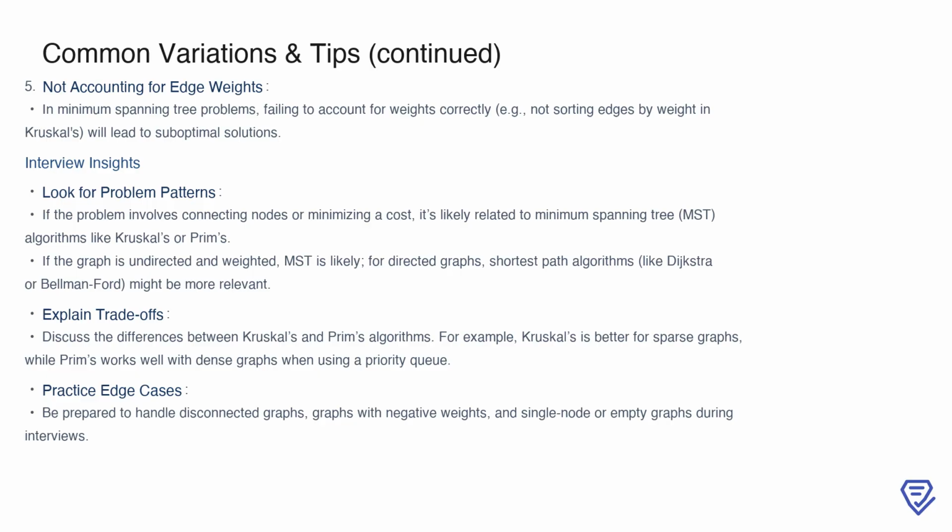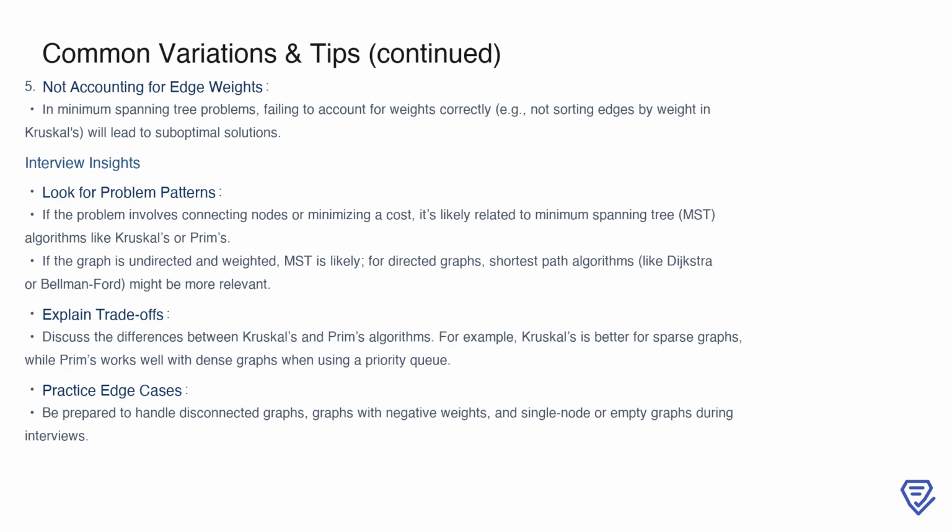Now, when tackling these types of problems in interviews, it's crucial to recognize patterns. If the task involves connecting nodes or minimizing costs, it likely relates to minimum spanning tree algorithms like Kruskal's or Prim's. For undirected, weighted graphs, MST algorithms are key. However, if the graph is directed, shortest path algorithms such as Dijkstra or Bellman-Ford might be more applicable.